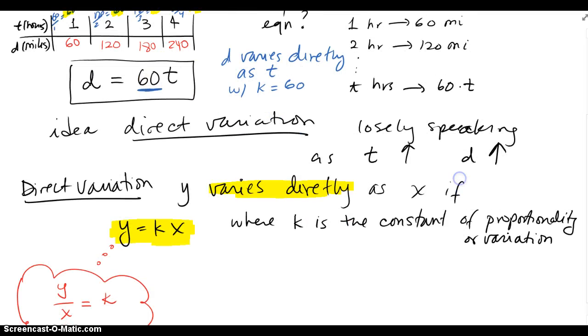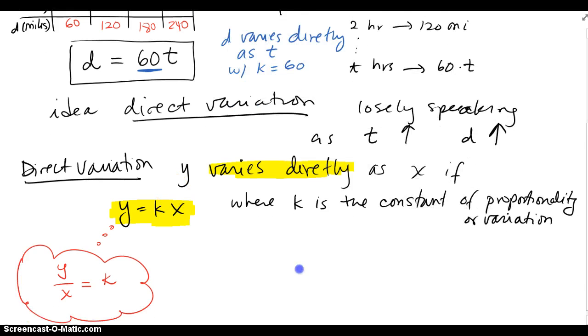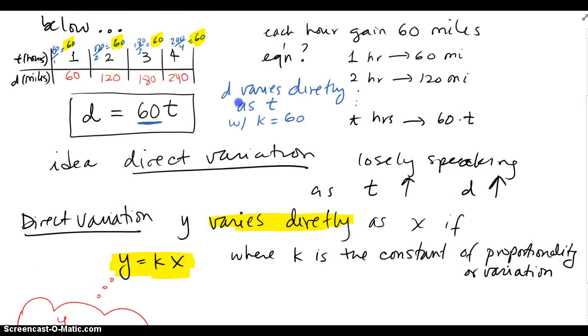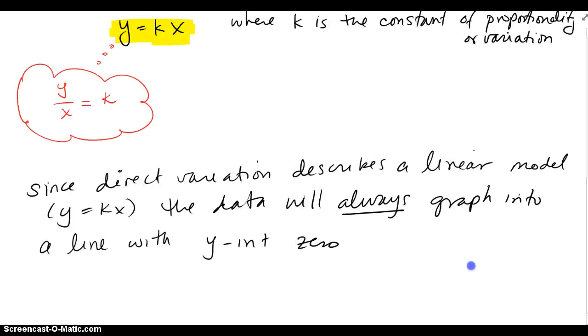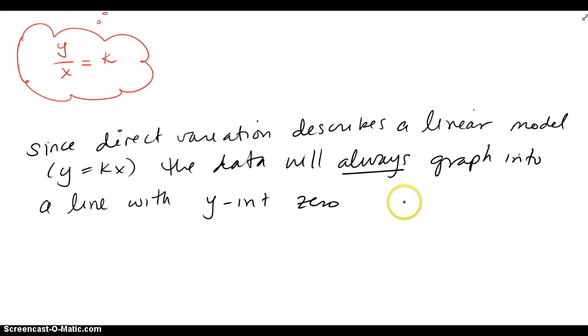Direct variation is y equals kx. You can easily look at a set of data and tell whether they're directly related or not. Again, the other thing to keep in mind is that since direct variation describes a linear model, y equals kx, the data will always graph into a line with y-intercept 0. So when I look at data that are linearly related, the data are going to line up in a linear manner going through the origin with a y-intercept of 0.